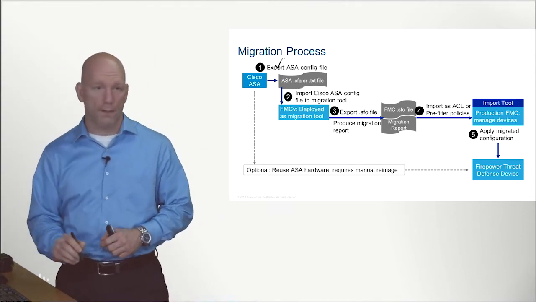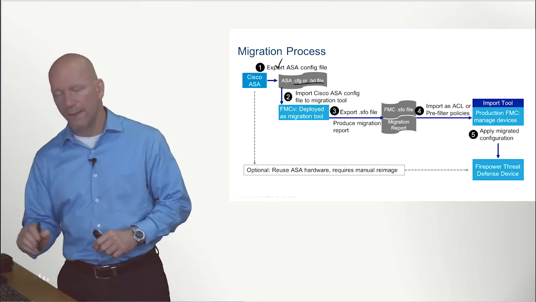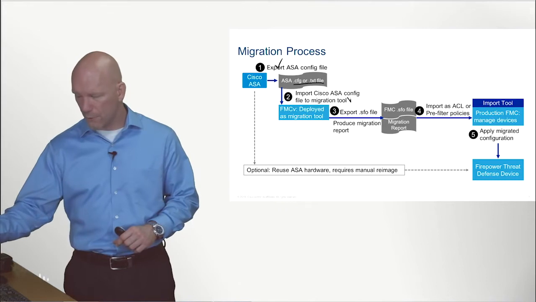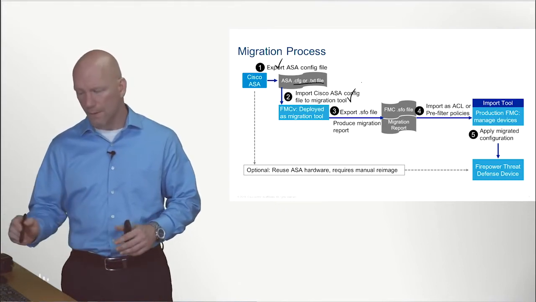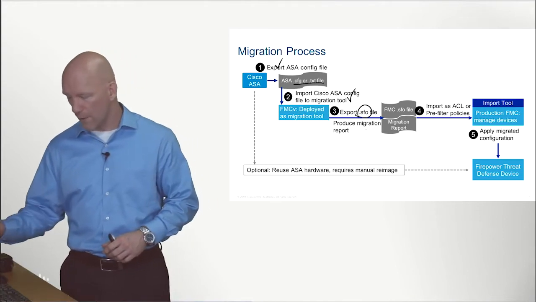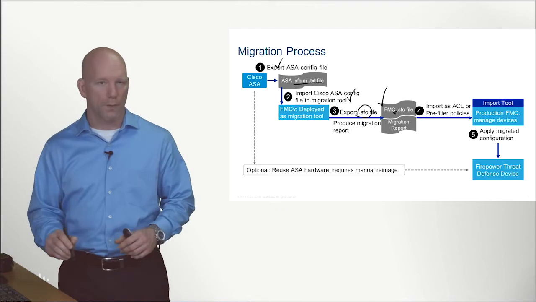Export that config. Really, as we said a moment ago, back it up, then export it, as we said, as the CFG or text file. Then we're going to go in and bring it into the migration tool. The migration tool exports it as an SFO file. That's going to be what is understood by the Firepower Management Center Virtual appliance.